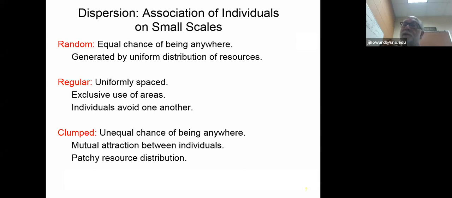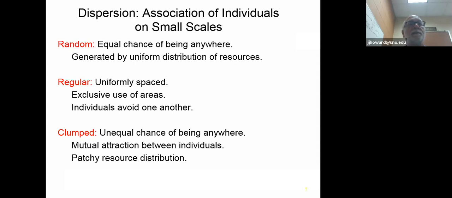So dispersion can be random. In a random dispersion pattern, there's an equal chance that individuals are anywhere in the environment. Usually that suggests that the resources and environmental tolerances that these organisms have are kind of uniformly distributed, and there's sort of no interactions among these individuals.